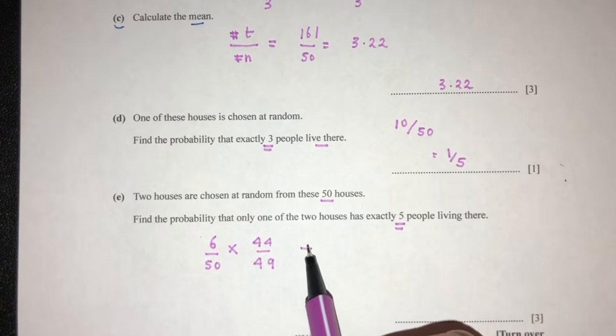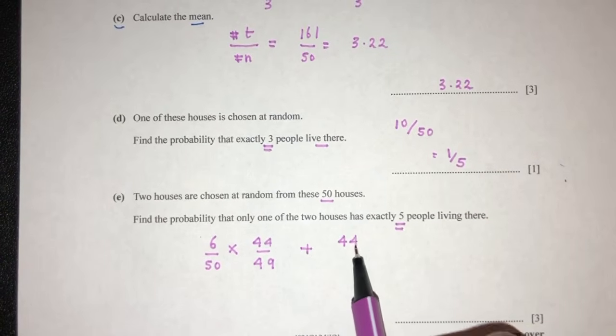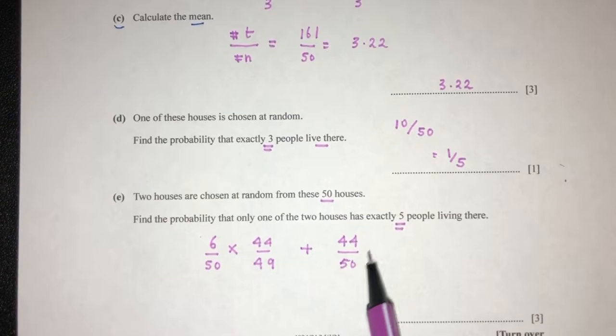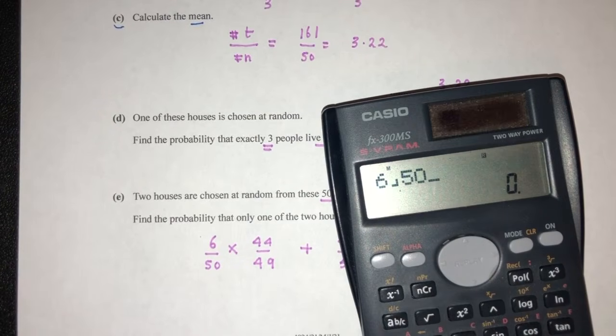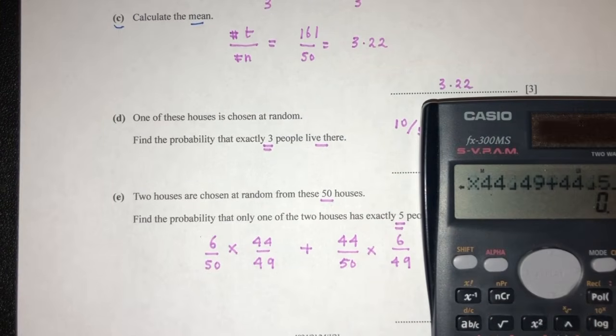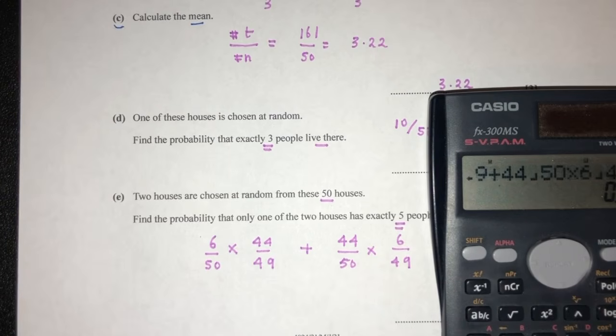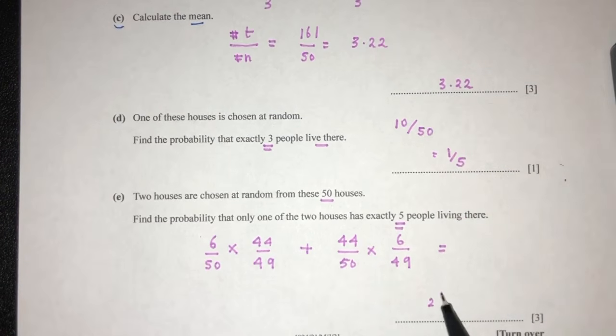Or it could be that we first choose the other house, out of 50, and then choose the house that has the 5 people. So we will have this: 6 over 50 times 44 over 49 plus 44 over 50 times 6 over 49. So that will be 264 over 1225.